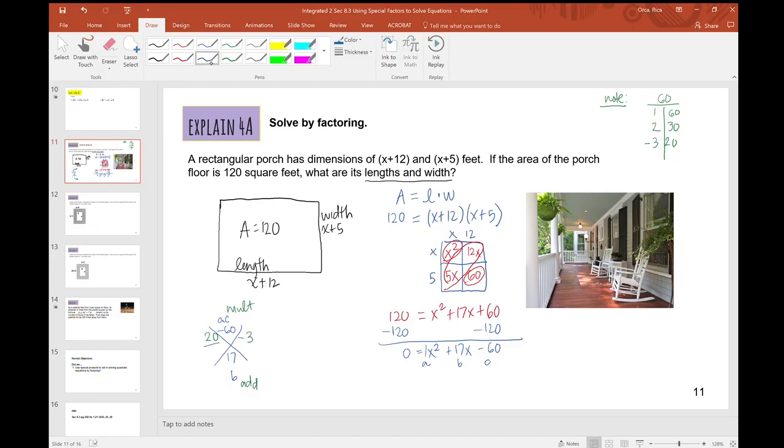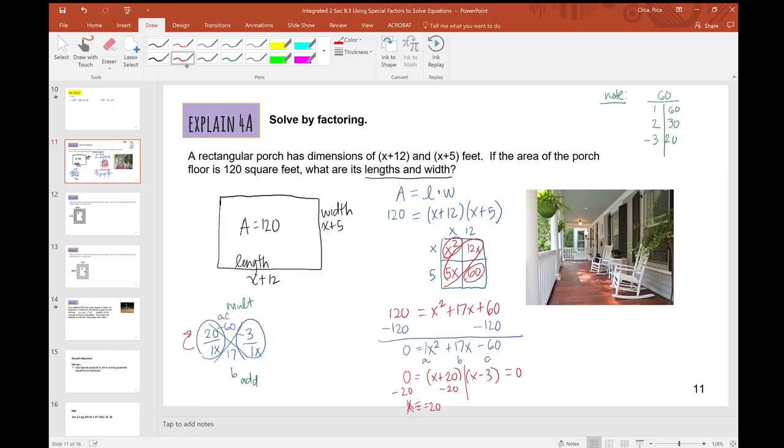Now we're going to take these numbers and divide by A. A is 1. And put the x's at the bottom. Class, the factors are x plus 20 times x minus 3. And remember, it equals 0. Now we're ready to solve for x. Set each factor equal to 0. In the first equation, we subtract 20 from both sides. That's going to give us x equals negative 20. In our second equation, we want to add 3 to both sides.